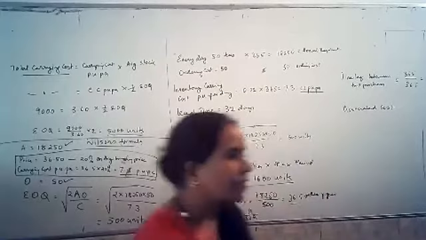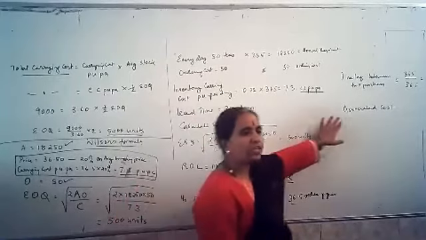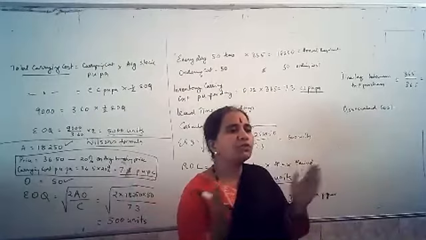Okay. What is associated cost? Associated cost is a combination of two costs.